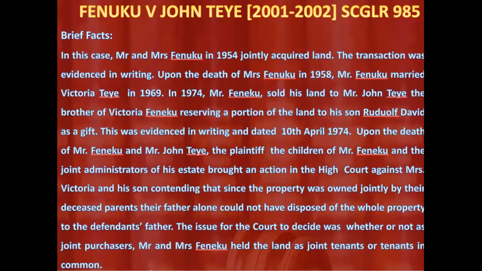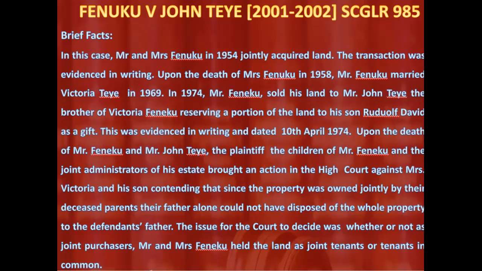They acquired it jointly, as joint tenants. And in 1958, the wife died. And later on, the surviving spouse sold. And remember, in 1974, the Conveyancing Act had come into force. In 1974, the surviving spouse transferred the property to another person. And so when the surviving spouse died, there was an issue about whether, when the wife died, the whole property went to the surviving spouse, or the property had to go to the surviving spouse and then the children. In which case, before the husband sells it, he must also seek the consent and approval of the children.